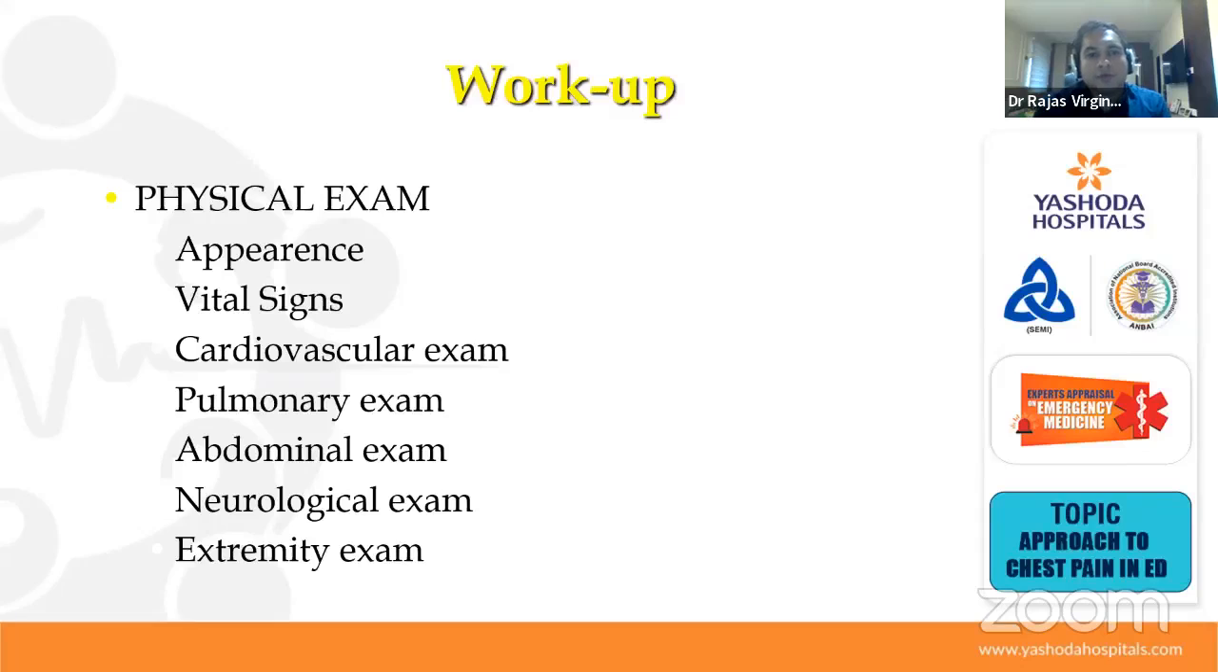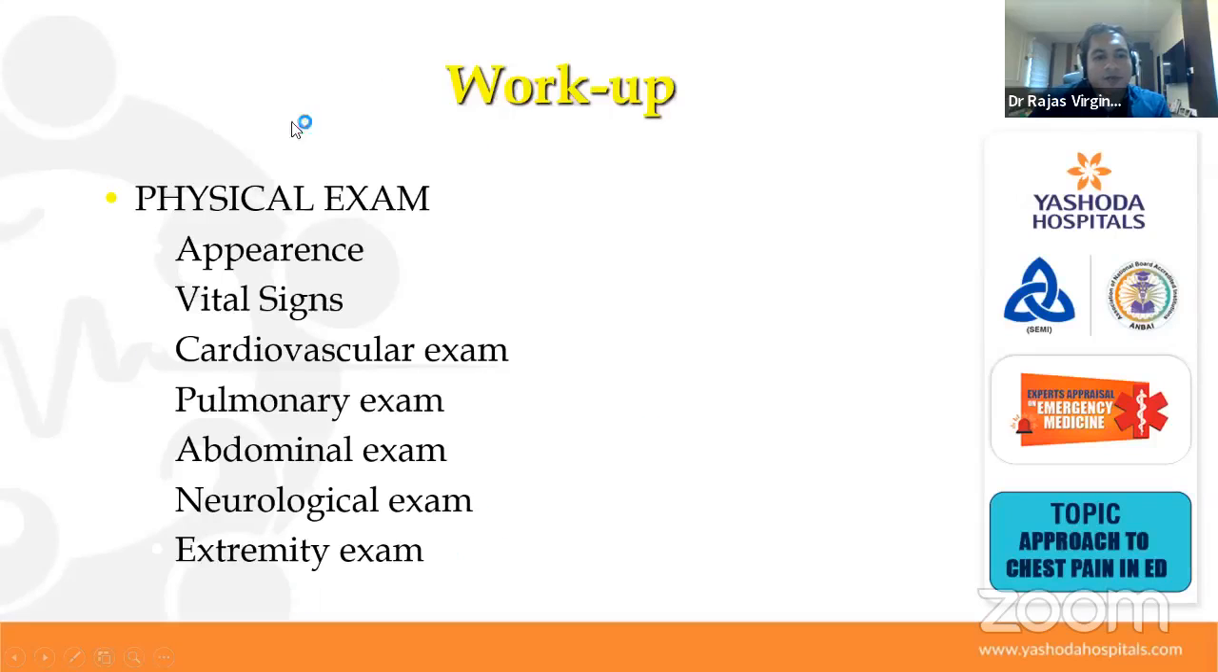So in terms of workup, obviously you want to do a good physical examination, look at the patient, look at all the vital signs: blood pressure, heart rate, oxygen saturations, respiratory rate, temperature, and then try and apply all the findings towards your clinical examination as well. Do a detailed cardiovascular examination, especially in patients coming with cardiac sounding chest pain.